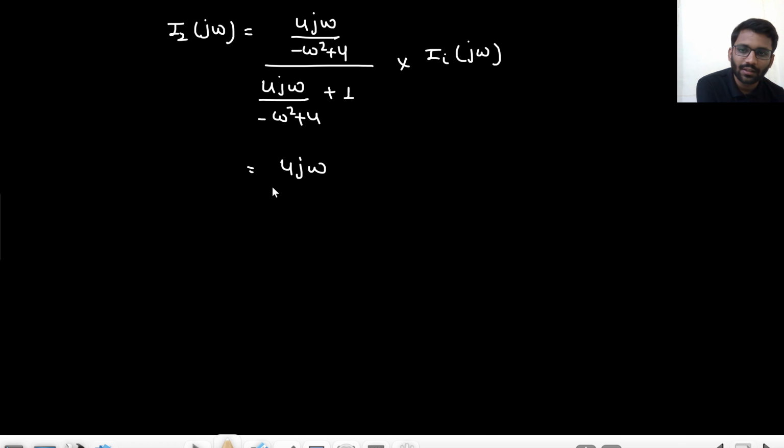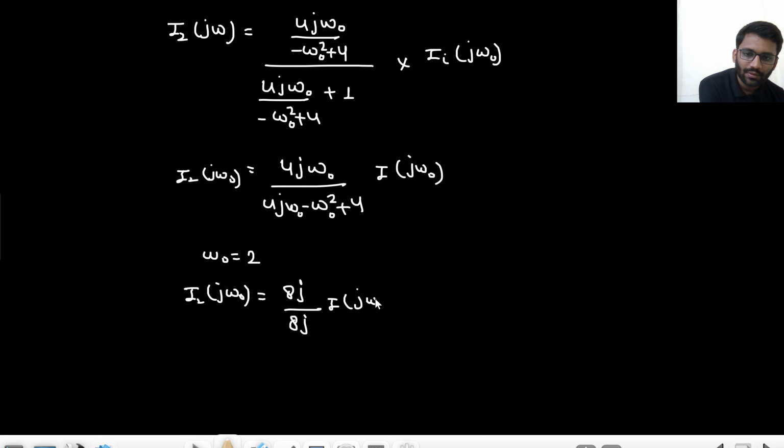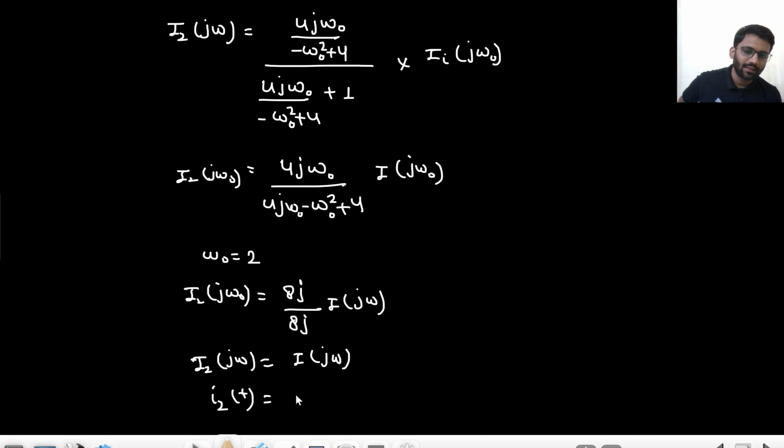Okay, so it will be 4j omega upon 4j omega minus omega square plus 4. The value omega naught is 2 here. I should have put an omega naught here, right? I2 of j omega naught, you can say omega naught equals 2 here. From here I will go to the steady state sinusoid analysis that we did in the last lecture. Just find the current in the frequency domain and then convert it. So this will be 8j, this will also be 8j, so this will cancel. So I2 of j omega is simply becoming I of j omega only. So I2 of t would be simply I of t only.